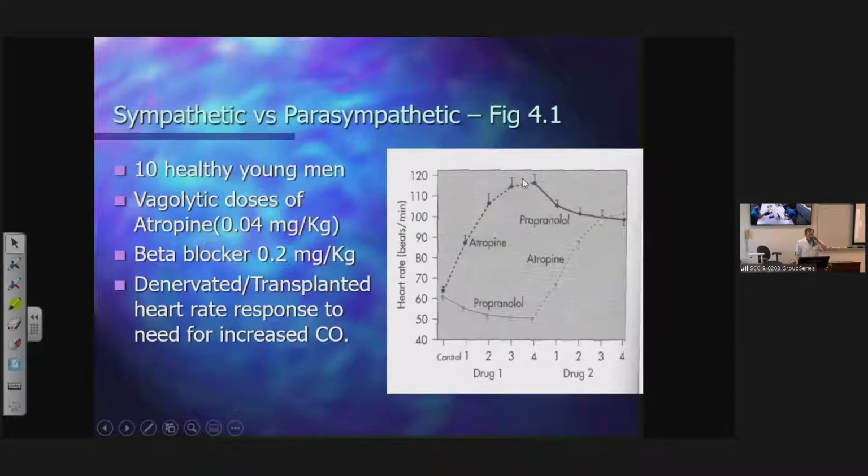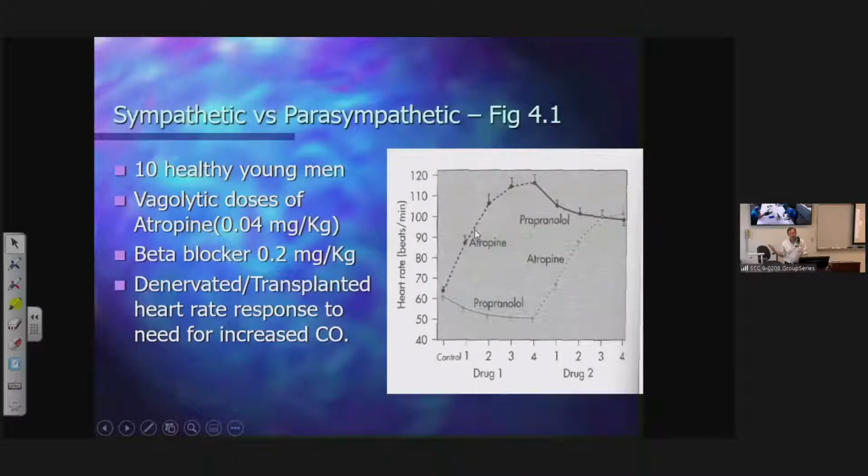Beta blocker. That's a beta blocker. So that basically knocks out the sympathetic. The beta receptor sites on the surface of the heart are no longer responsive. So there's no more sympathetic signals getting to the heart. So they end up coming back to a heart rate of 100.